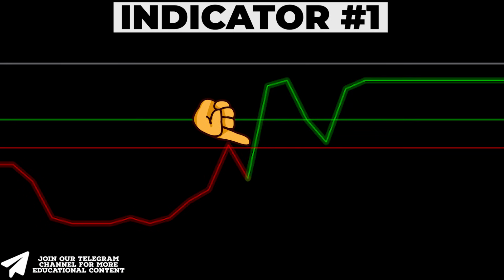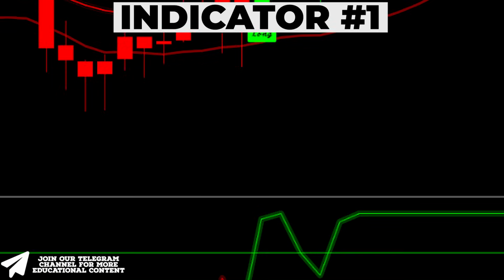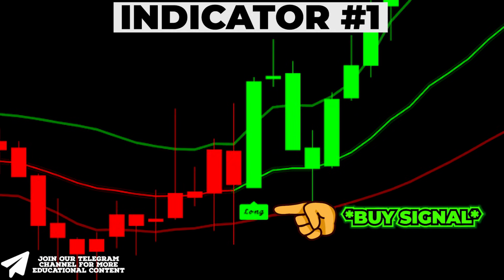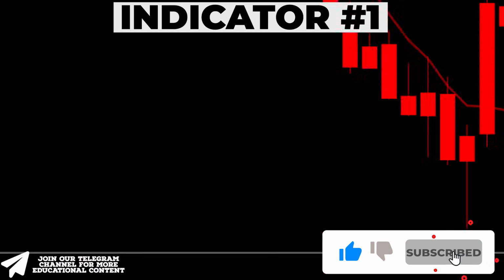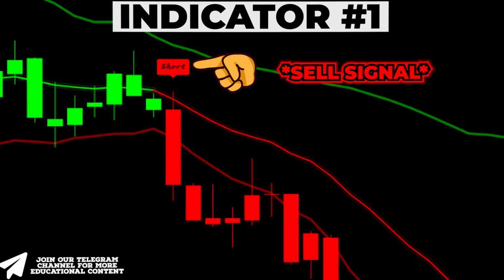And when the price drops below the lower red band, the main line turns red, indicating the beginning of a downtrend. With the loop method, when the oscillator line moves above the green level, it becomes green, generating a buy signal on the chart. And a break below the red level turns the line red, triggering a sell signal on the chart.